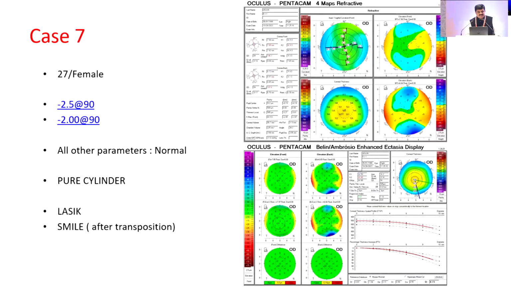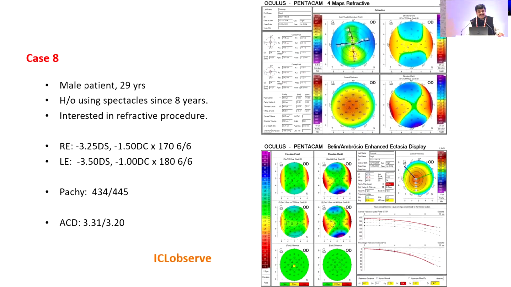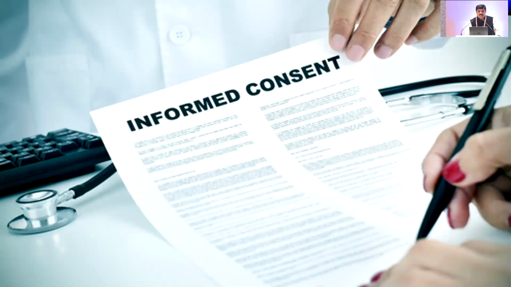Case number 7, a 27-year-old female with a pure cylinder, right 2.5 at 90, left 2 cylinder at 90. All other parameters are normal. So you can plan for SMILE after transposition, or you can plan for femtoLASIK or LASIK. So this is the last case. Male patient, 29 years, history of spectacles for 8 years, minus 3.25 with 1.5 cylinder, left eye 3.5 with 1 cylinder, pachymetry is very low, 434, 445, but ACD is very good. You can go for a phakic IOL.